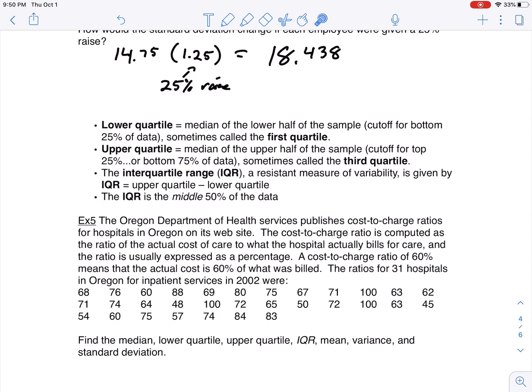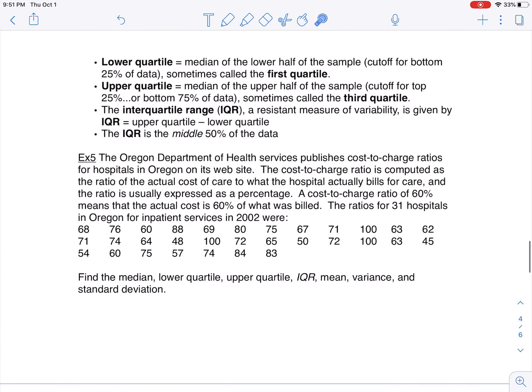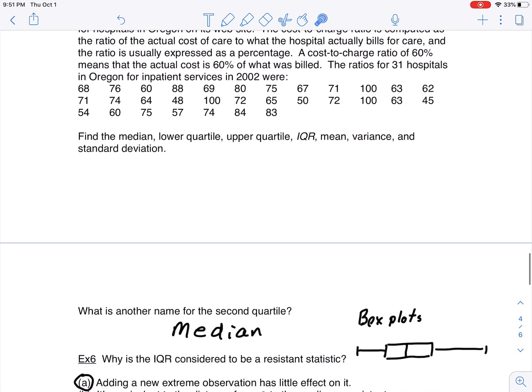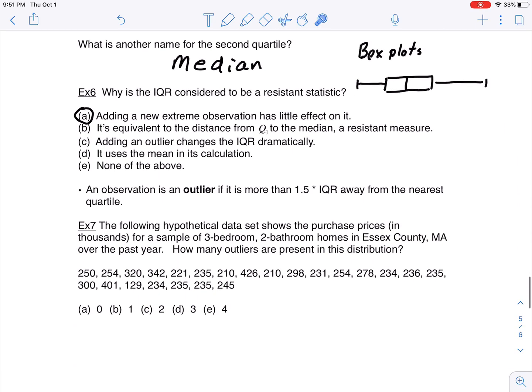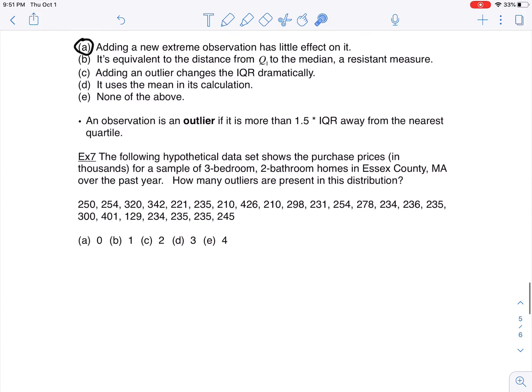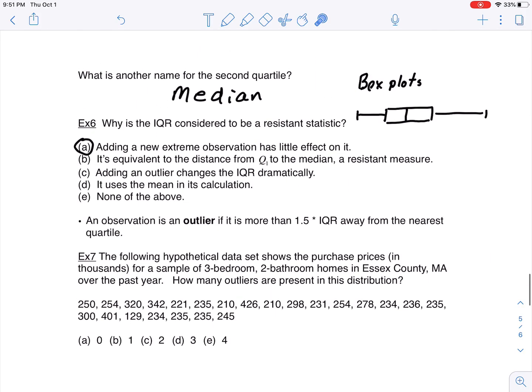So we have this whole question here. You can throw that in L1 and do a 1-Var Stats and get all you need right here. We're not going to walk through that tonight. The last thing we're going to do here is talk about a couple of last things.